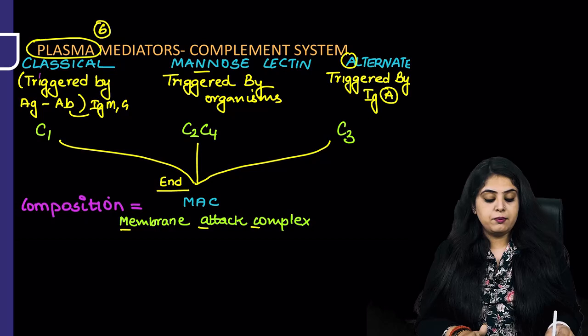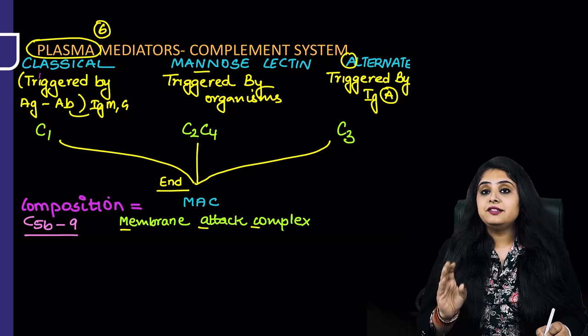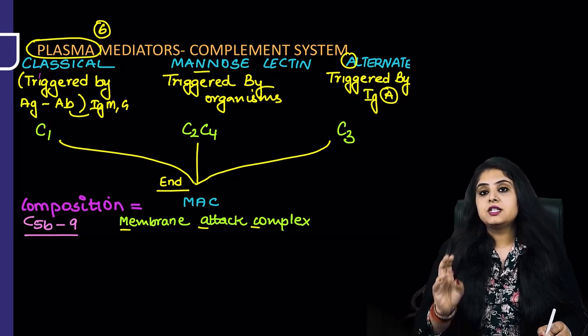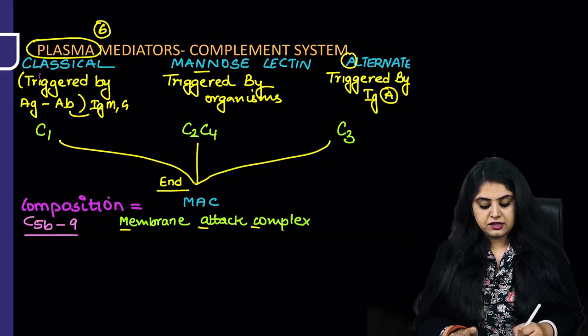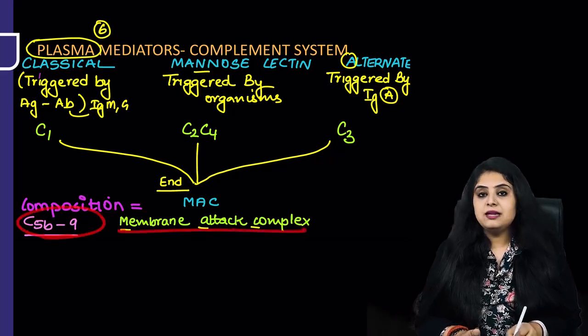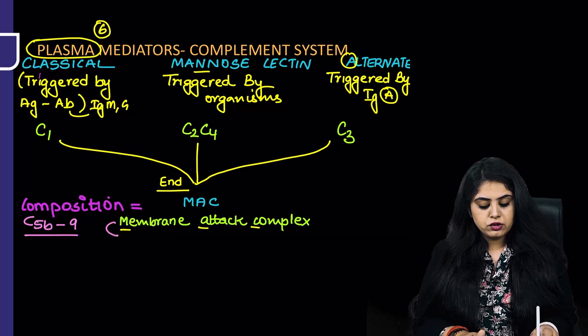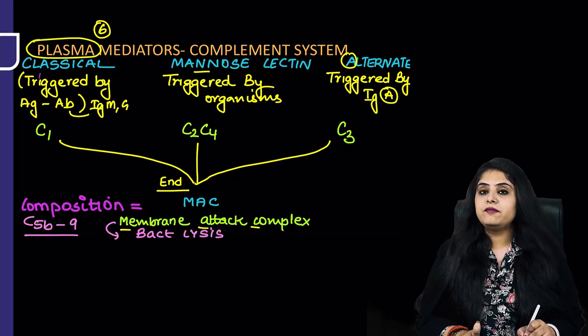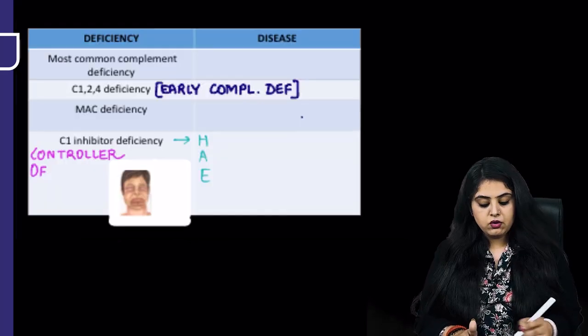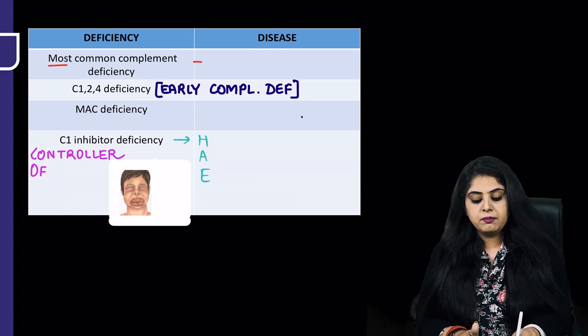What is MAC made up of? The composition is C5b to C9, meaning C5b, 6, 7, 8, 9. These are the things that are going to make up MAC, and the name tells me membrane attack complex. It's going to attack. Whose membrane is it going to attack? So of course it is going to attack the bacterial membrane. It causes bacterial lysis.